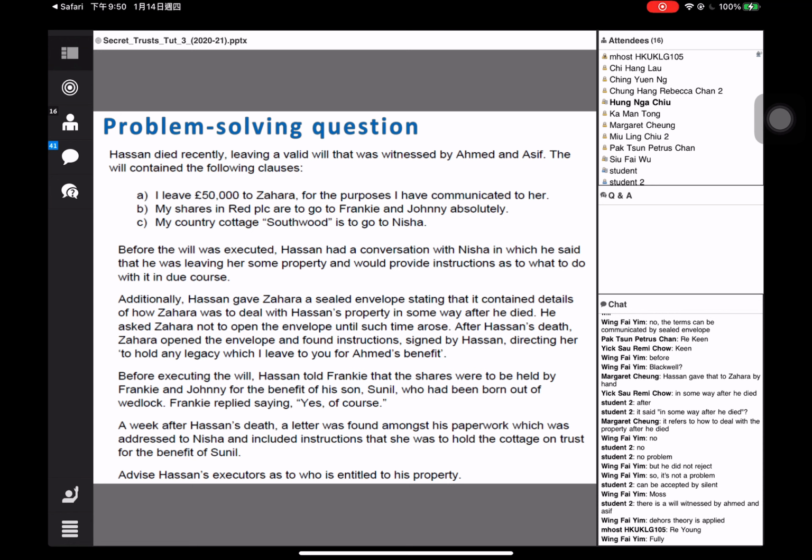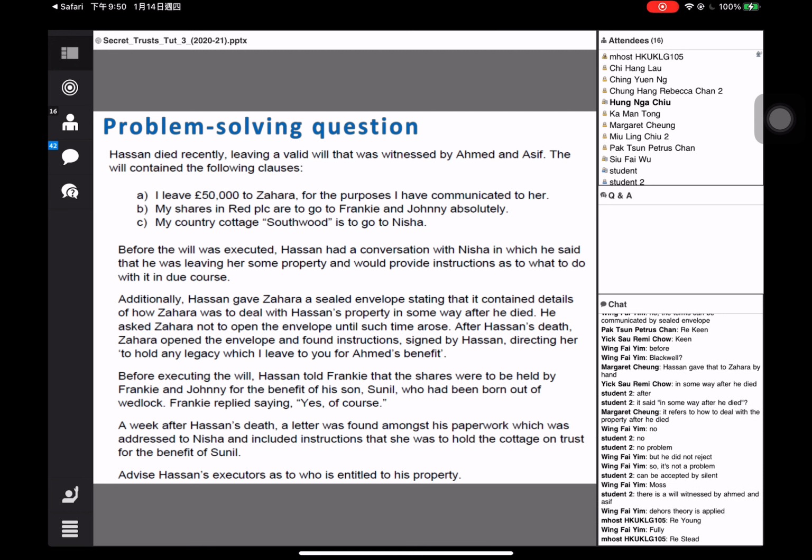There is a case called Re Stead, and you need to be aware of this. Re Stead. That's what this is getting at here in this problem question. This doesn't appear every year in the problem questions, and if you look at the past papers, I don't think it's appeared in the last few years, but it might get snuck in. So you need to be aware of this case, Re Stead, in case the examiner tries to catch you out.